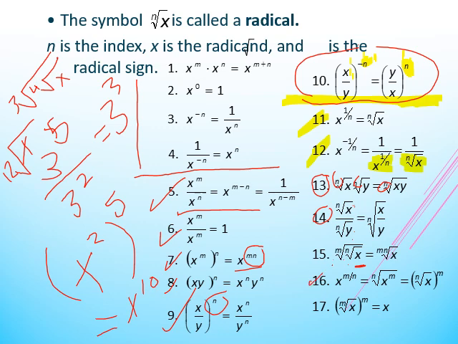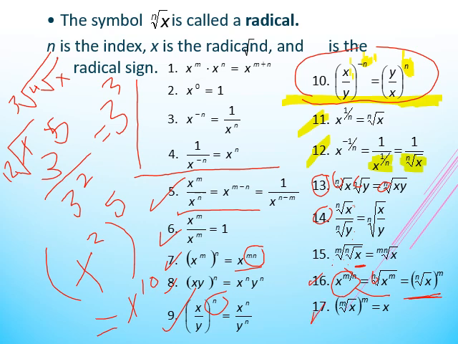Number 16: x to the power m over n, which has a fractional exponent, and we can convert it to a radical sign. So we can say that x with power m takes the radical with an index n. So the value will be here.